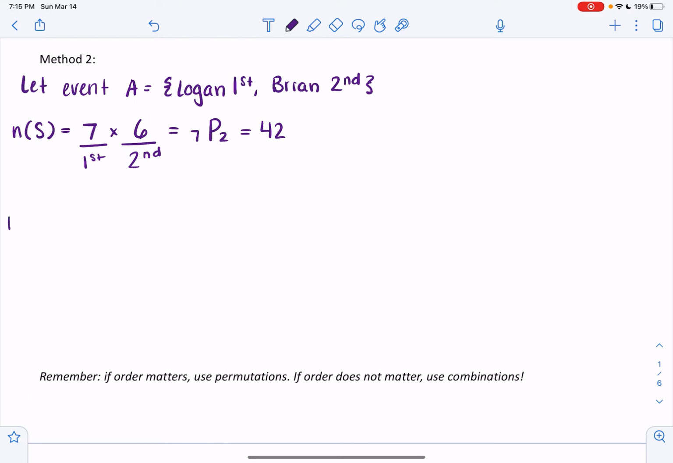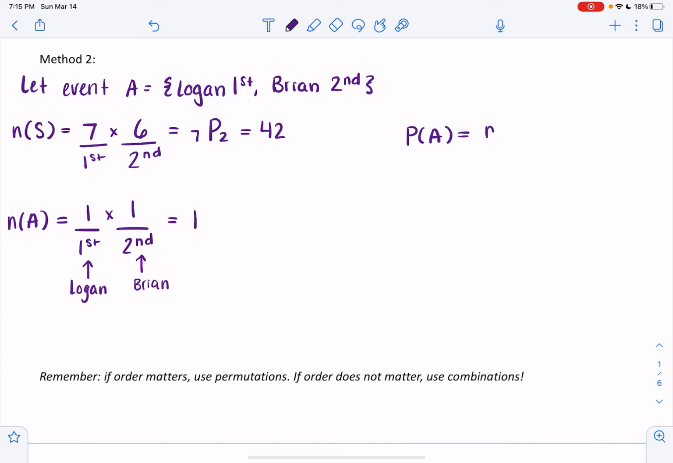Now again, we need to find the number of elements in our event space, or the number of ways that event A can happen. So again, we're only looking at first and second place. Now there's only one way to pick first, because that must be Logan, just like before. And only one way to pick second, because it must be Brian. So that gives us 1. So the probability of event A is the number of elements in our event space, or the number of ways A can happen, divided by the number of elements in our sample space, or the number of ways all of the outcomes can happen. So that gives us 1/42.